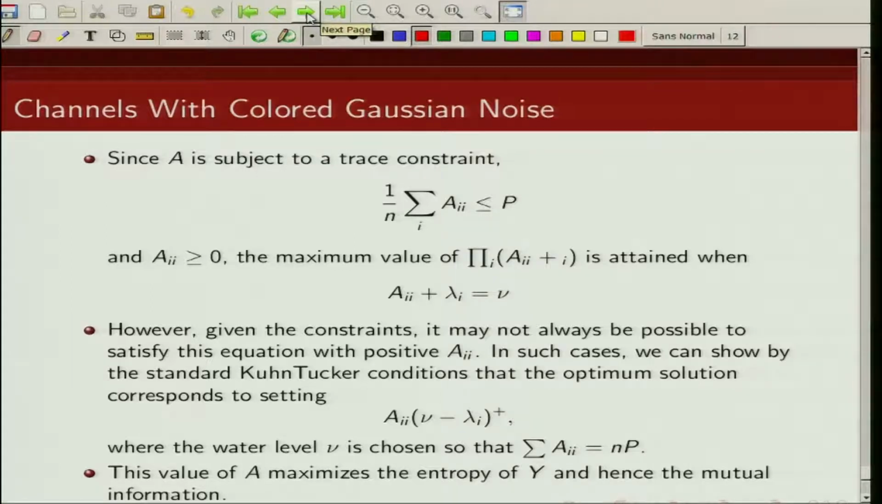So the value of A that maximizes the entropy is basically given by this, and this value of A will maximize differential entropy of y1, y2, y3, yn. This in turn will also maximize the mutual information. So this is how you are going to do the power allocation in case of Gaussian channel with colored noise. So with this we are going to conclude our discussion on parallel Gaussian channel. Thank you.